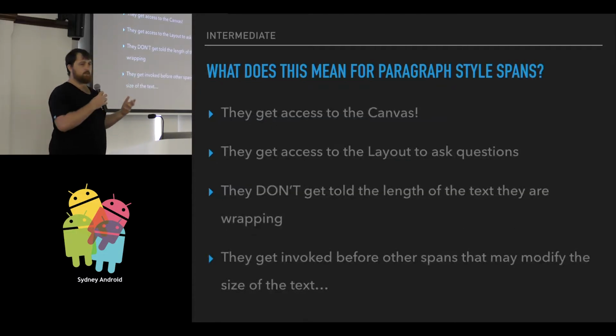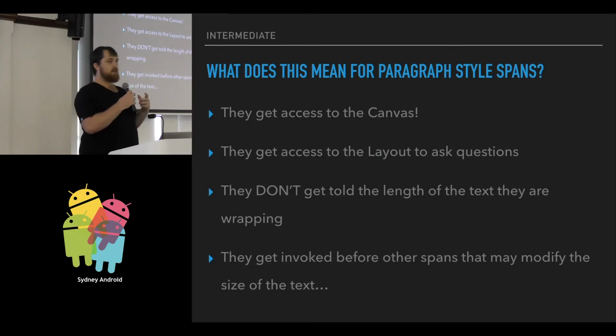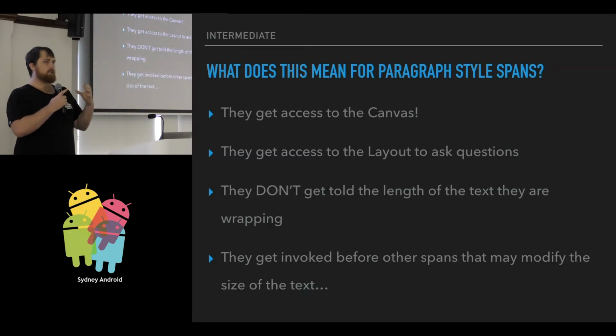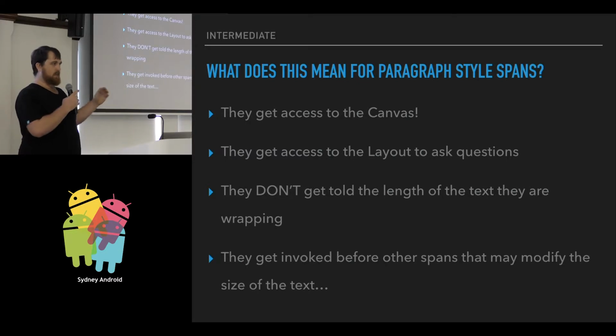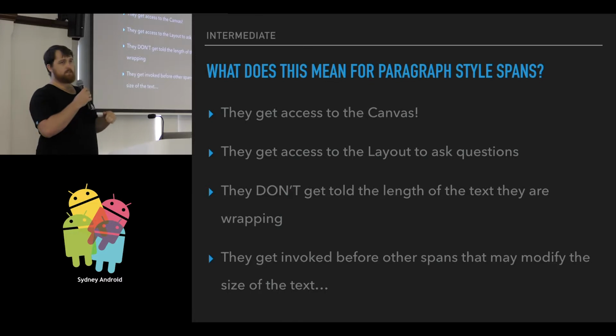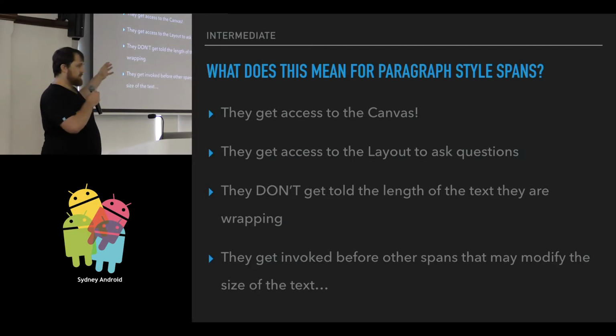They also get access to the layout to ask questions about padding and how long the line is and all that kind of stuff. But they have no idea how long the text they're wrapping is. Even if you just wrap a portion of a text with a paragraph style span, if it tries to act, it will act on the entire line. It'll act as far as the line goes. That's because it has no idea, and it actually gets invoked before the rest of the other spans would as well, which means the size of them could be changing under the hood anyway. So even if you made a best guess or did some calculation here, you still wouldn't be able to do anything particularly smart. So say if you wanted to use this to draw a table cell, you simply couldn't because you're not drawing a box around the whole line.